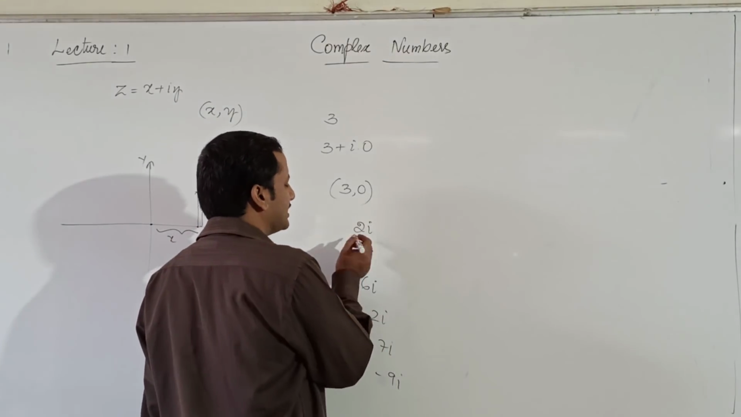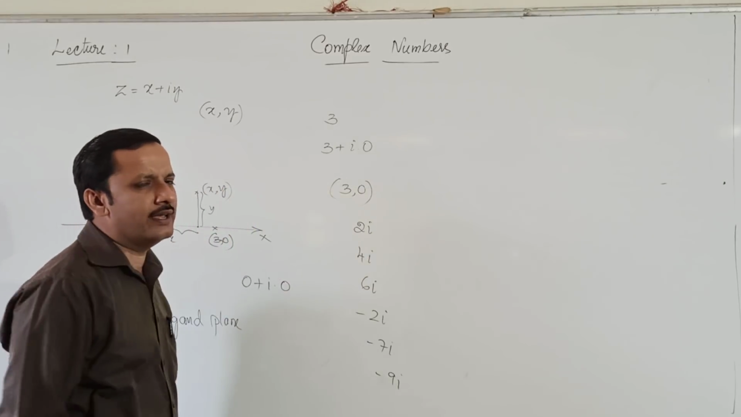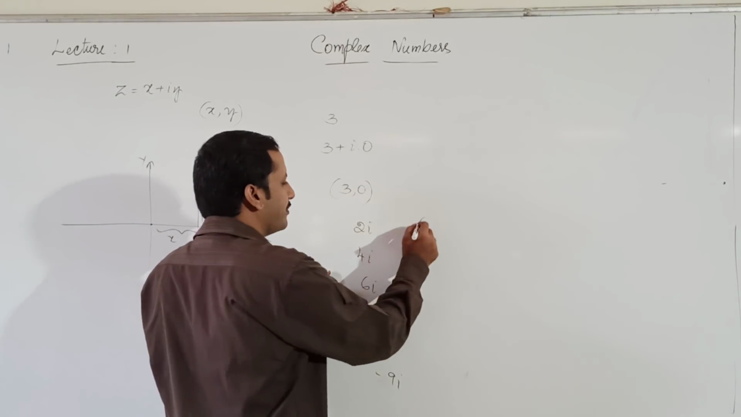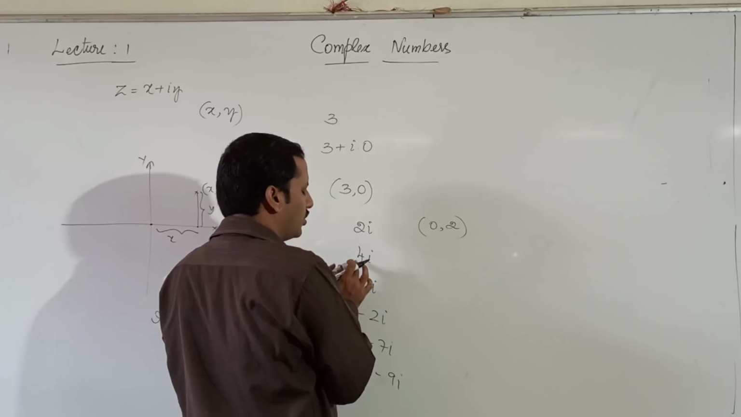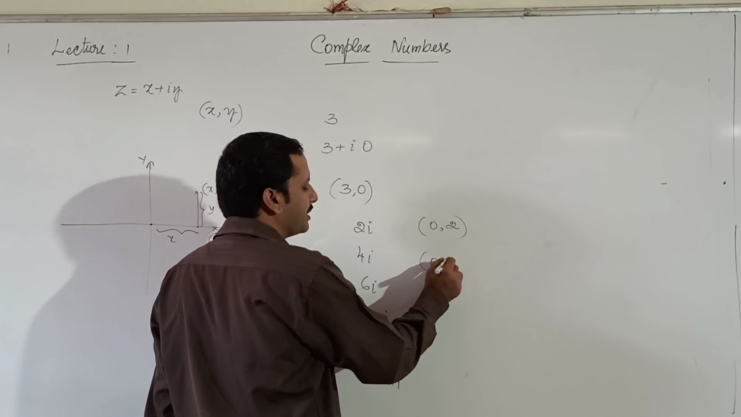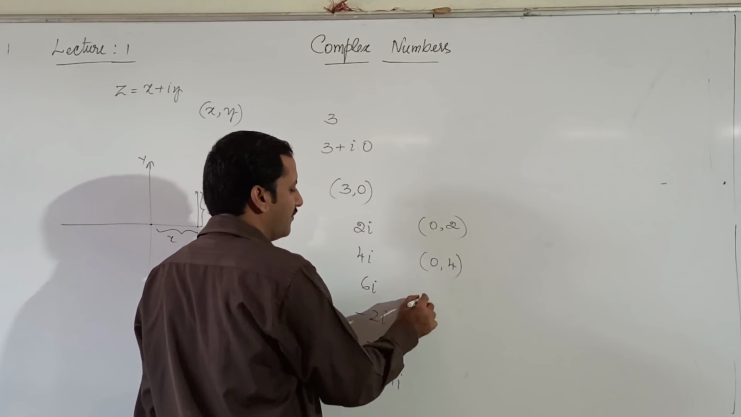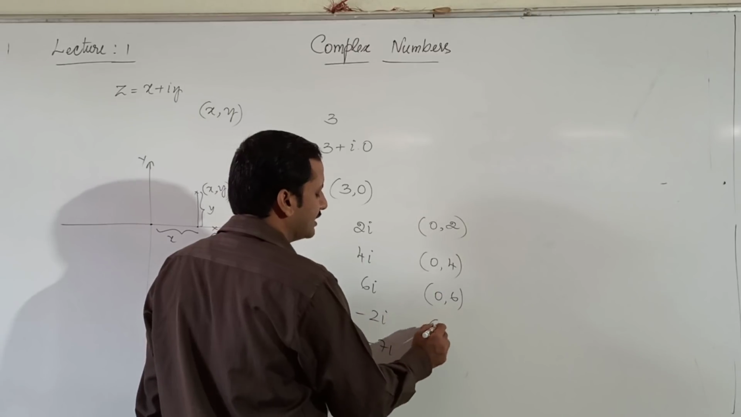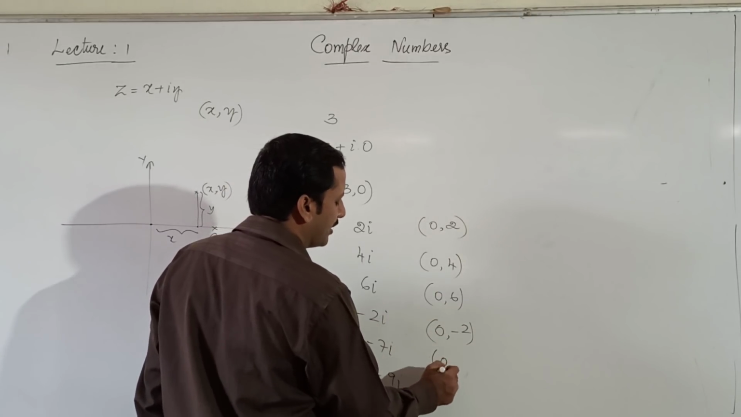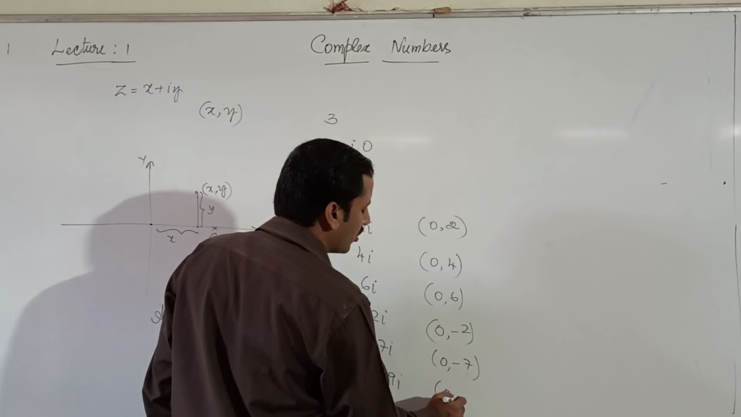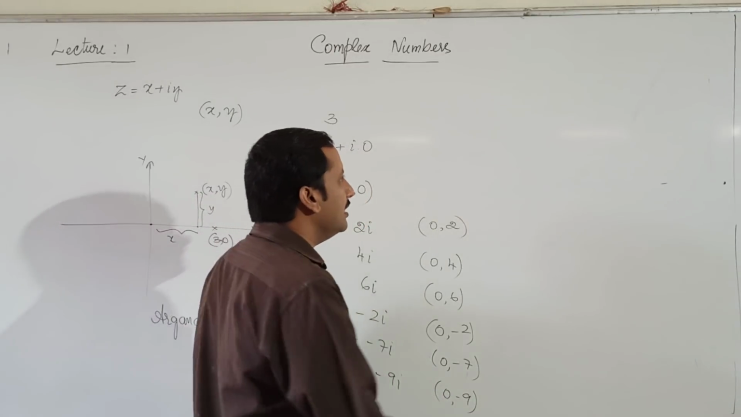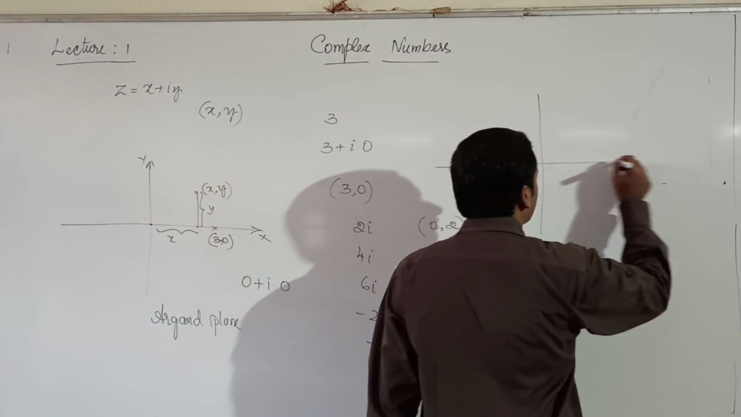So 2i is nothing but 0 plus 2i. So this complex number is represented by the point (0, 2). Similarly, 4i is represented by the point (0, 4), (0, 6) here, (0, minus 2), (0, minus 7), and (0, minus 9). Let me plot them on the Cartesian plane.